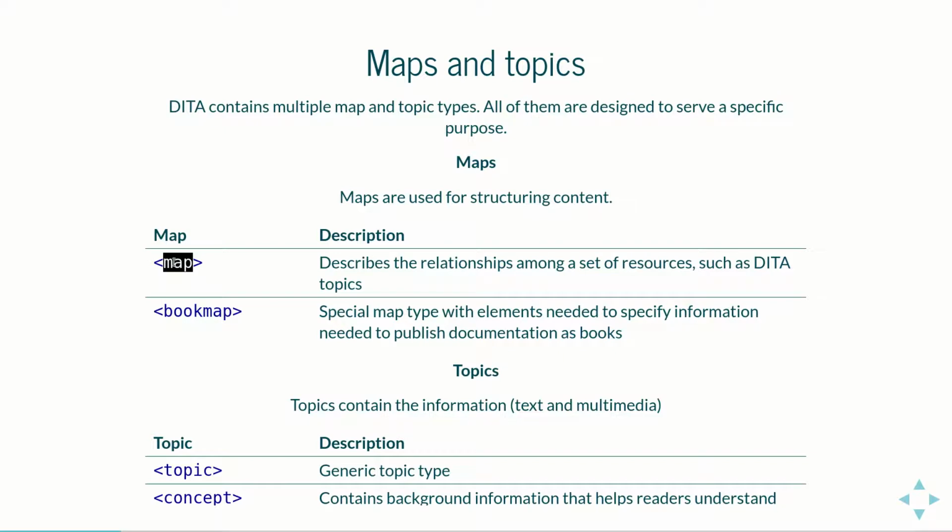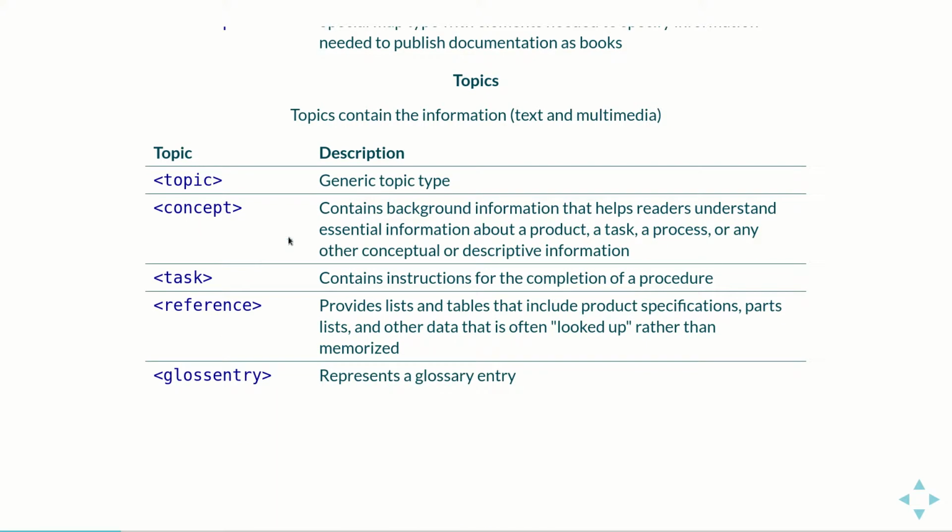A map is a DITA file which structures content. You will see later what that means. And there are several other map types, for example, book maps, which are designed to publish documentation as books. There are several topic types, and each topic type has a very specific domain. For example, a concept topic is one of the most used topic types to explain background information, to explain a technical concept, for example. And the task topic is used to give instructions for the completion of a procedure.